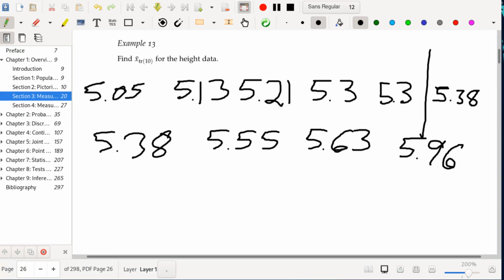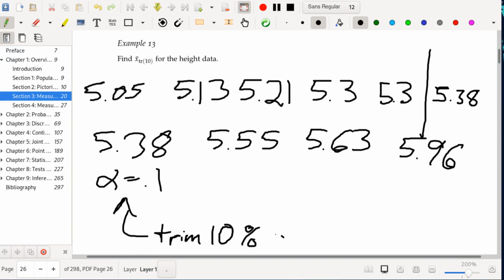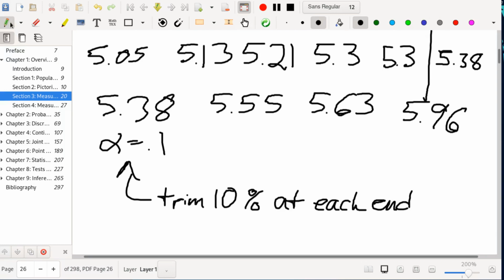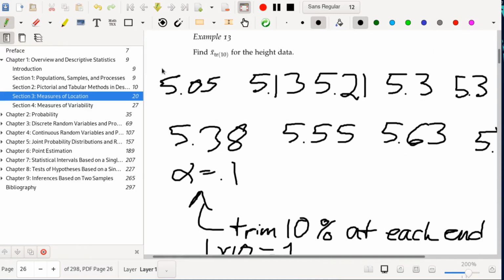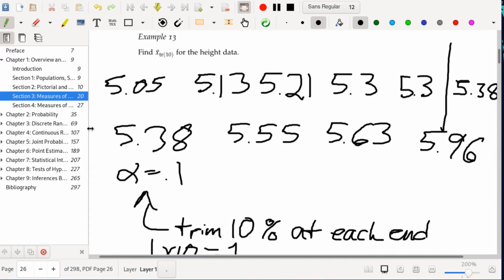If we're going to say alpha equals 0.1, we're going to trim 10% of the data off on each end. That means we're going to trim 0.1 times 10, where 10 is the sample size, which is 1. We're going to trim off the smallest and the largest number in this data set, 5.05 and 5.96, and then take the average of the remaining data set.